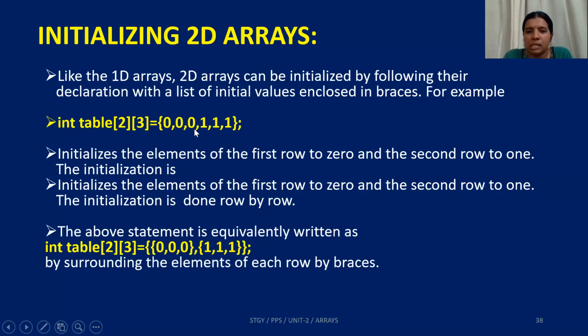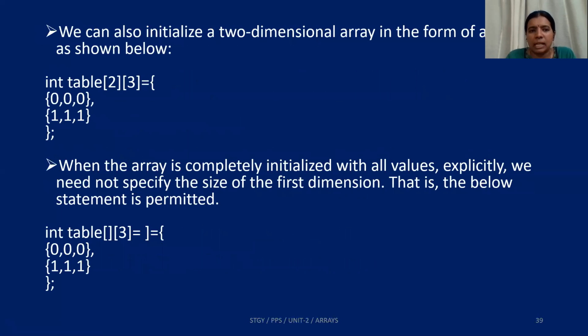And the first three elements, that is the first row, are initialized to 0, and the second row is initialized to 1. There's another way of putting it, that is putting each row separately. You can have a row-wise separation by using curly brackets and separating the curly brackets by commas. There's another extension to this. You can put it in new lines also. So that's what the next one shows. This is another possible way.